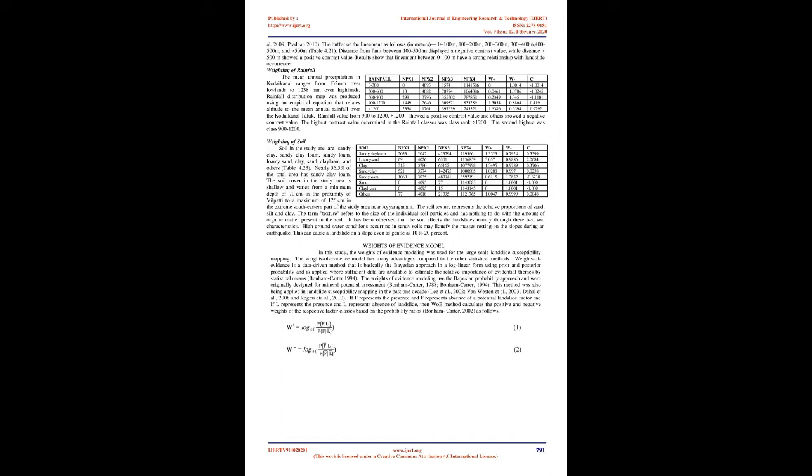represented in vector format. The distance to roads is calculated in meters and divided into 6 classes such as 0-100 m, 100-200 m, 200-300 m, 300-400 m, 400-500 m, and more than 500 m. Distance from road between 0-500 m displayed a positive contrast value, while distance above 500 m showed a negative contrast value. The road between 0-100 m shows a positive association with landslide occurrence.